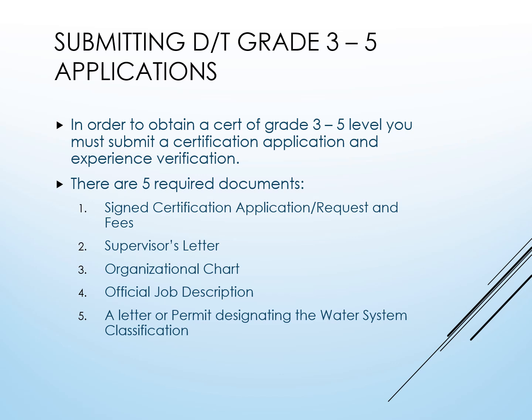And then a letter or permit designating the water system's classification. Reason being is that you can't work at a D1, D2 plant or system and expect to be able to get your D5. It just doesn't work that way. You can, I guess, exceed your plant or water system's classification by one grade level. So if you work at a 3, you can get a 4. If you work at a 4, you can get a 5. And that's kind of how that works.